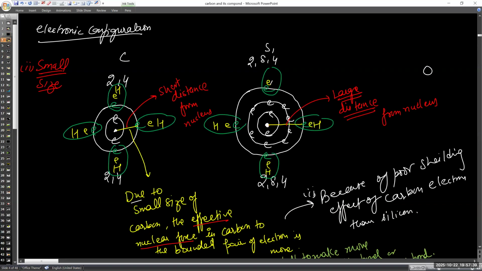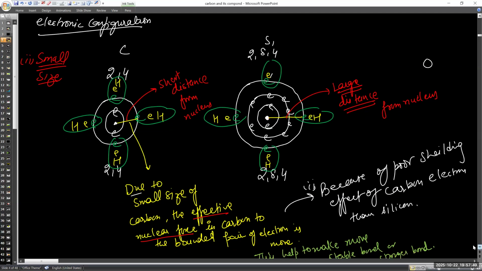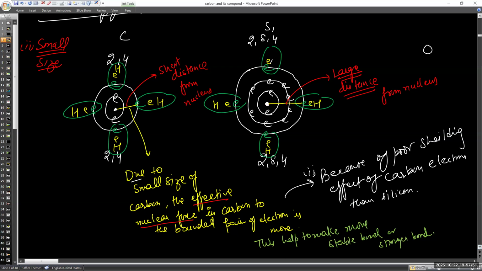That representation shows that due to the smaller size, the effective nuclear force in carbon on the bonded pair of electrons is more. Proper structure is also due to small size. Second reason.